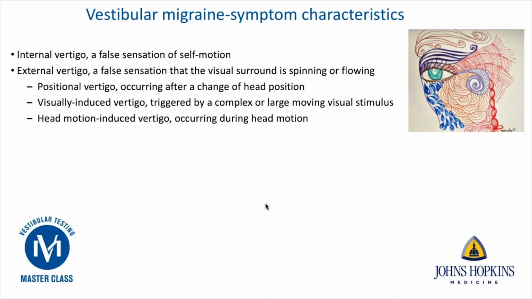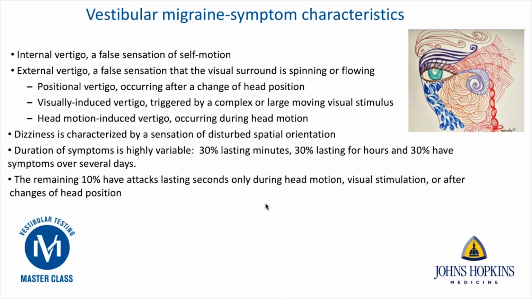So what are the symptoms, characteristics in migraine? People report internal vertigo, a false sensation of self-motion; external vertigo, which is a false sensation of visual surroundings spinning or flowing. This could be positional, happening every time there's a change in head position, could be visually induced, triggered by a complex or large moving visual stimulus, or it could be head motion induced, not necessarily changing the position of the body.